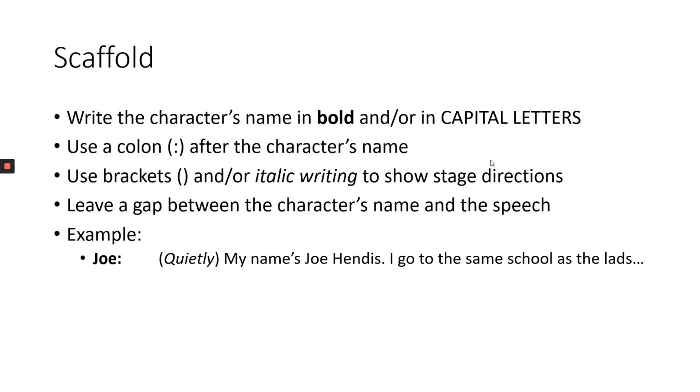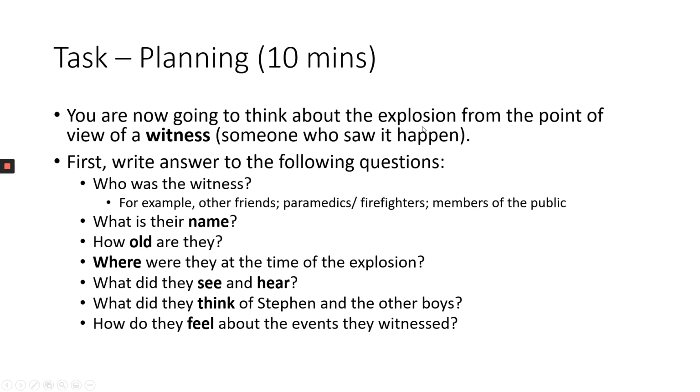Just to take it back to the planning for a minute. The witness is a character called Joe. Called him Joe Hendis, and he is a school friend of the boys. And the idea is that he witnessed what happened. He wasn't actually involved in the explosion himself. Now, he's about the same age as them, so he's about 15, 16.